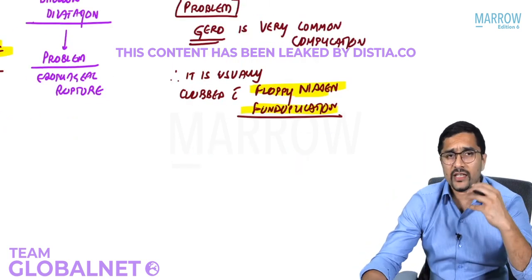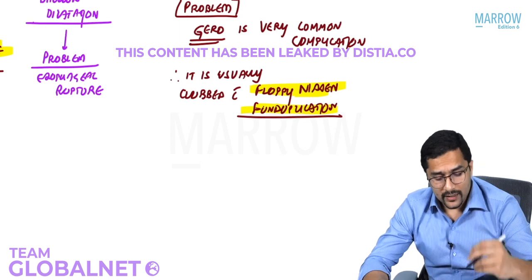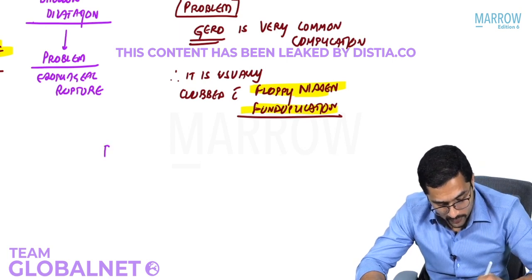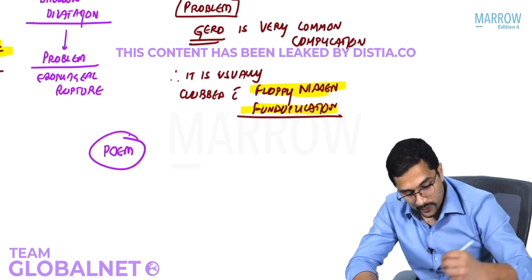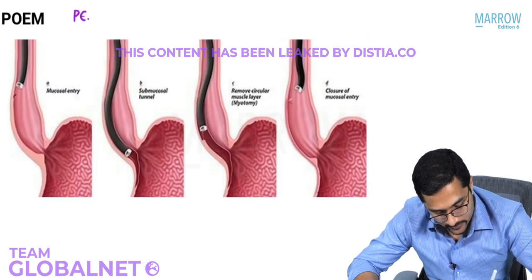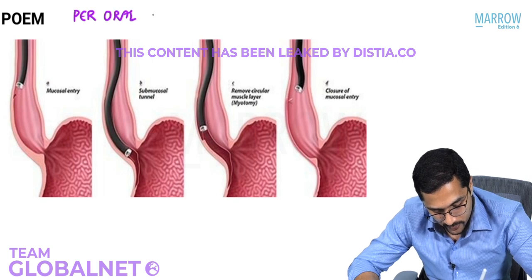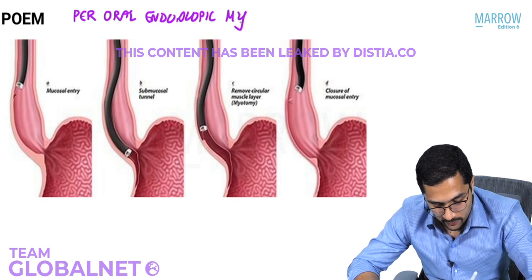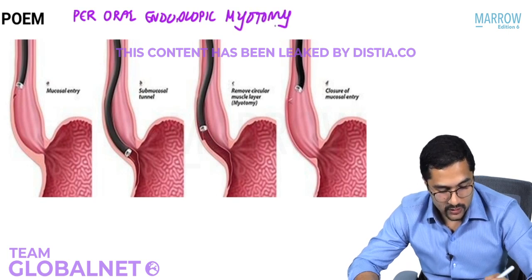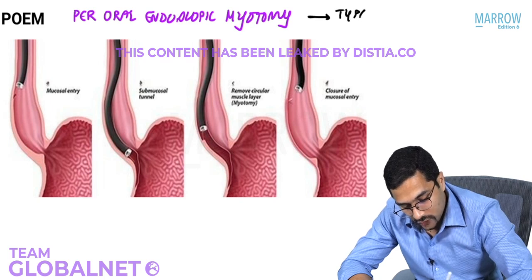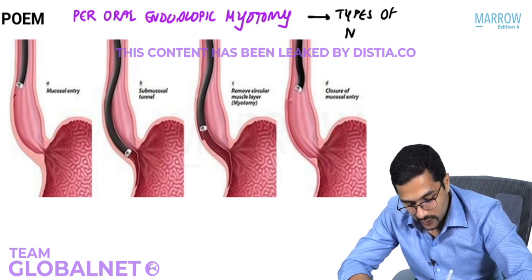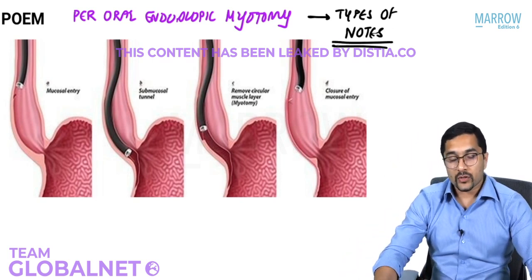Now, one of the latest treatments for achalasia cardia is called POEM, and POEM has also been asked in the exam. What does POEM stand for? POEM stands for per-oral endoscopic myotomy. POEM is also a type of NOTES procedure. NOTES, I've already told you in the first module, is natural orifice transluminal endoscopic surgery.